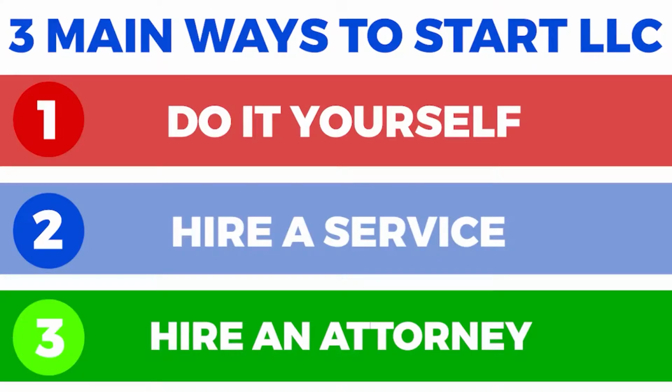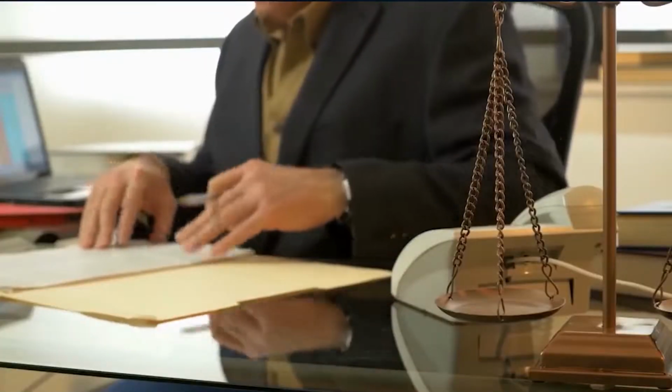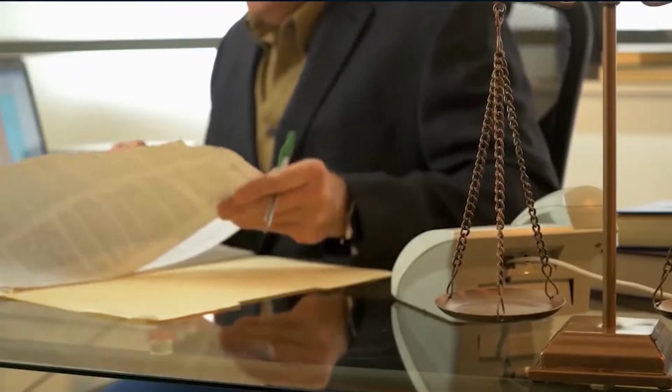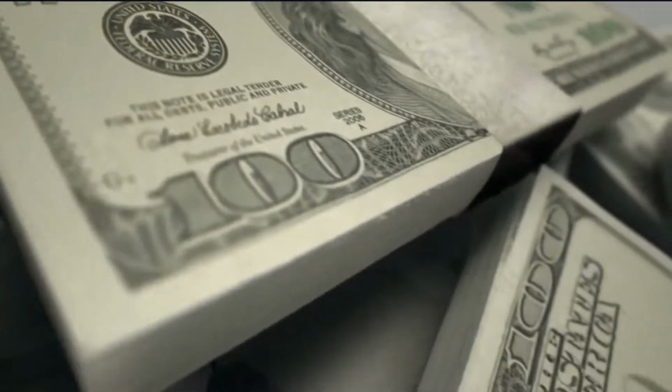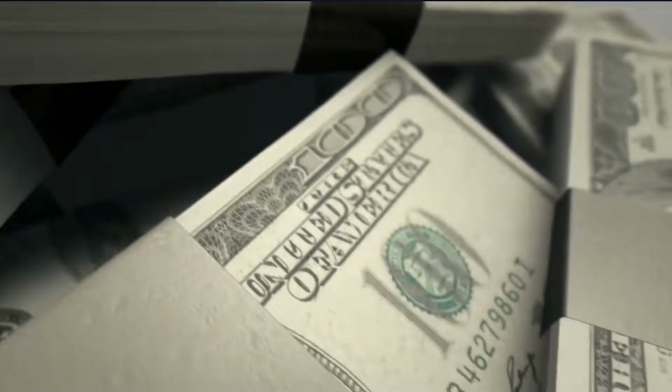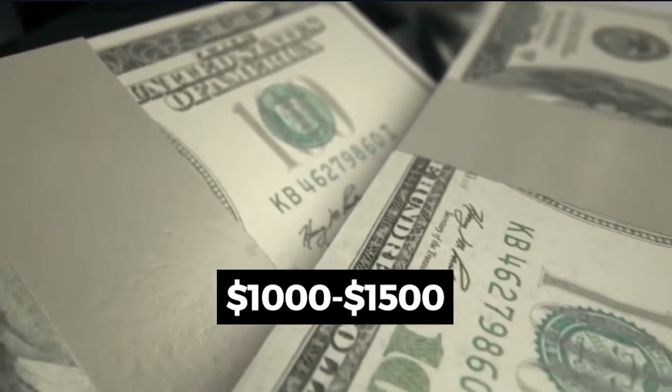Hiring an attorney. The last option for forming an LLC is to hire an attorney to assist you with the process. An attorney will normally provide the most individualized service, yet the most expensive. To incorporate a corporation or LLC, attorneys typically charge between $1,000 and $1,500.